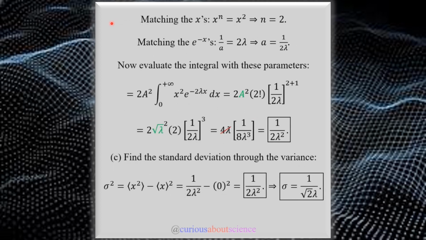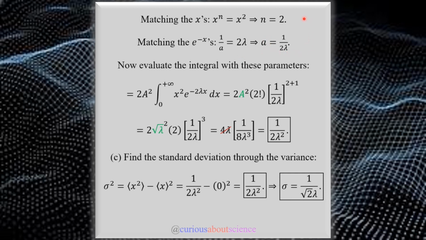Much like we saw in the last question, we have to match forms with the integral table to the integral we have. So if we match the x variable, the table gives us x to the n. What we have in this context is x squared, so that gives us n equals 2. Cool, easy enough. Here, for matching the e to the negative x's, or the exponents, we have 1 over a, the arguments of the exponents. In the form, we had 1 over a, and in the integral we have for the problem, we have 2 lambda. So if we solve this for a, we get a is equal to 1 over 2 lambda.